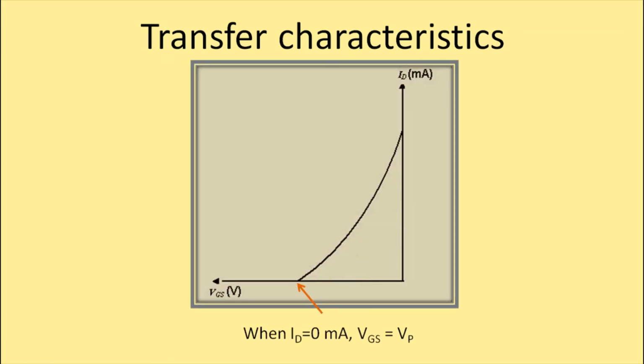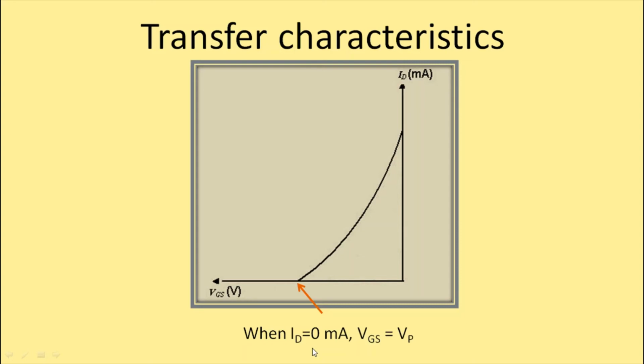Observe here, when ID is equal to 0 milliamps, the value of VGS is equal to VP. VP, as I told you, is nothing but the pinch off voltage. So if I have to define pinch off voltage in terms of VGS, I can tell it as the particular value of VGS, that is gate to source voltage, for which the drain current becomes equal to 0.